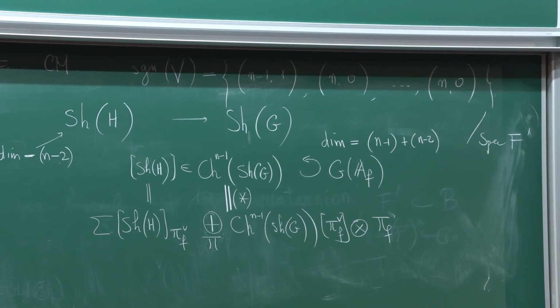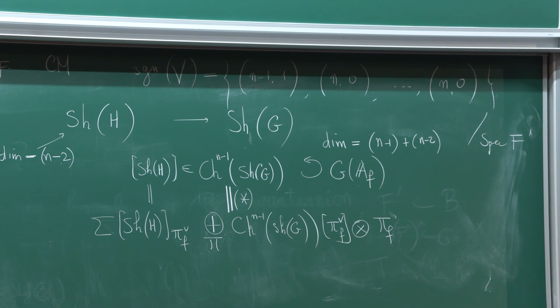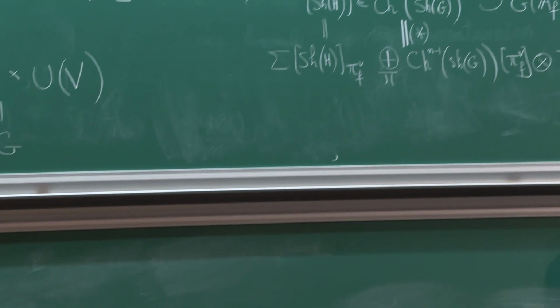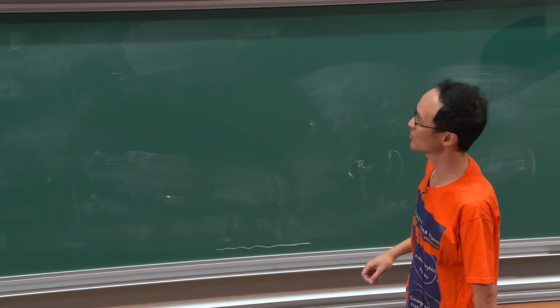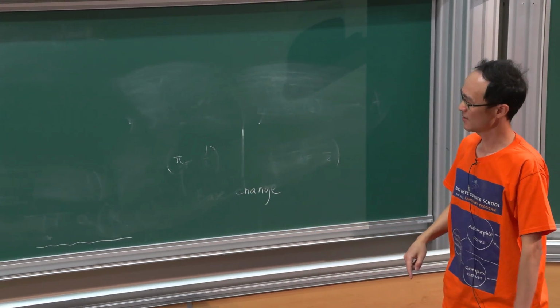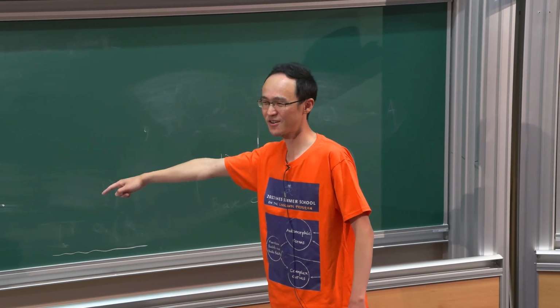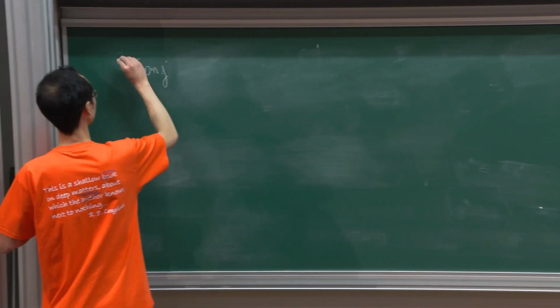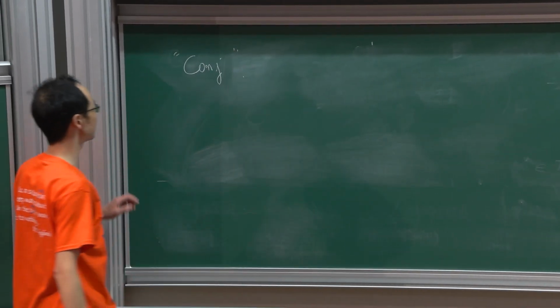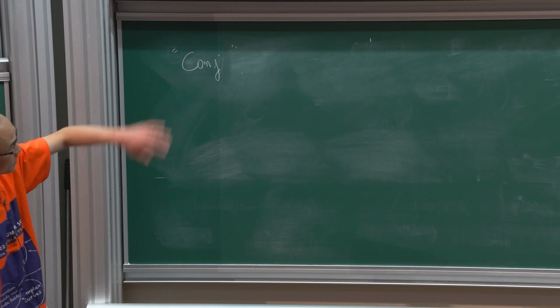Oh, I just erased. Right. Okay. I should not have erased it, and then I could recycle it. So now let me just state the conjecture, well, the form of the conjecture. Again, I put this in quotation marks because I don't really have this decomposition.